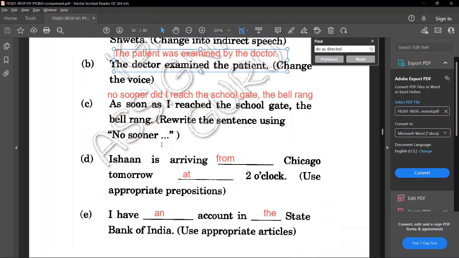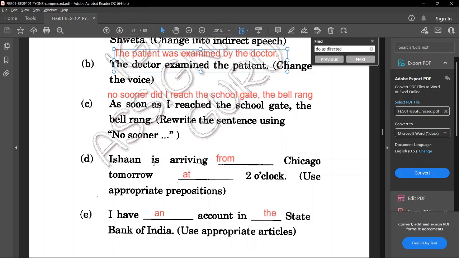D. Ishan is arriving blank Chicago tomorrow blank 2 o'clock. Use appropriate prepositions. Prepositions are words that are used to indicate position or time. So position or time may be through, from, at, on, in, etc.